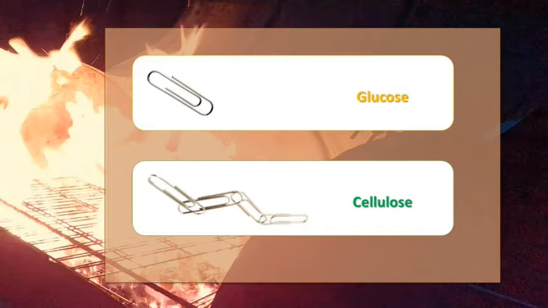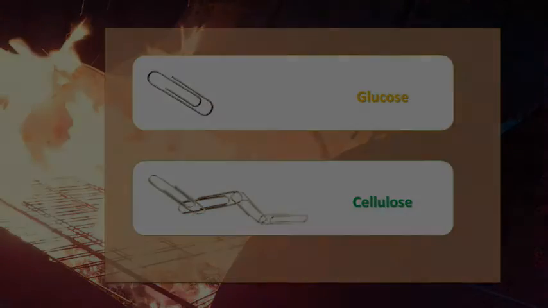Now what that means is that if you imagine that these paper clips are glucose molecules, okay, so these paper clips here are glucose molecules, and we attach them in a long chain like this, this is now a polymer.